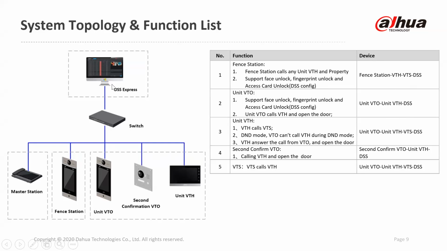At this point, this is DSS Express, and we also have DSS, the higher version of DSS Express. Then we have a switch, which shows the interconnection between these different devices. From the master station, you have the fence station; from it, the unit VTO; from the unit VTO, the second confirmation VTO; and from that, the unit VTH. This is the small screen mounted into the house, whereby whenever you have a visitor, he or she can call at the gate and you'll be able to see them via the VTO.